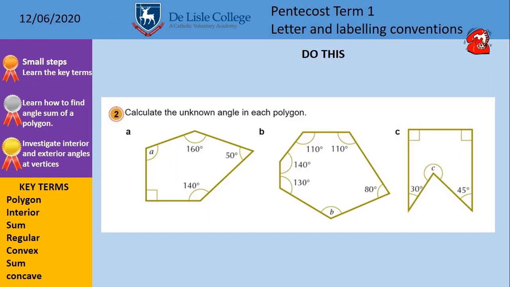So let's put a little bit of this into practice. I would like you now to calculate the unknown angle in each of these polygons. So work out what the total sum of the interior angles must be, and then work out what is the missing one.